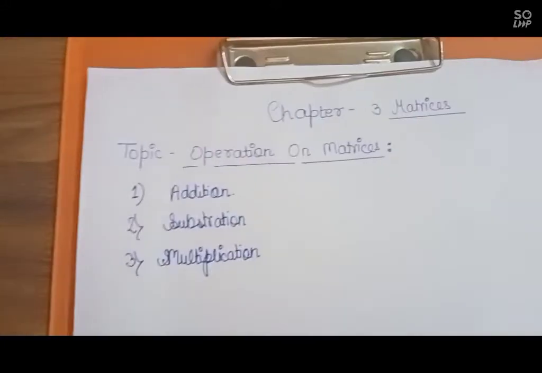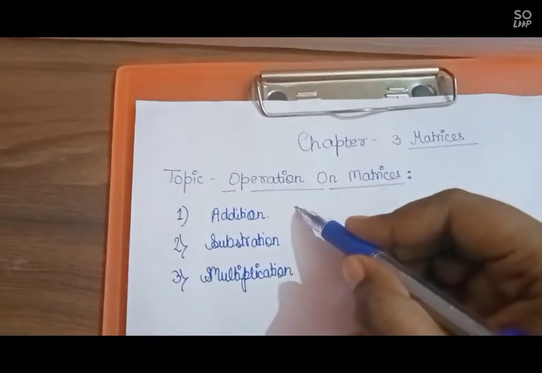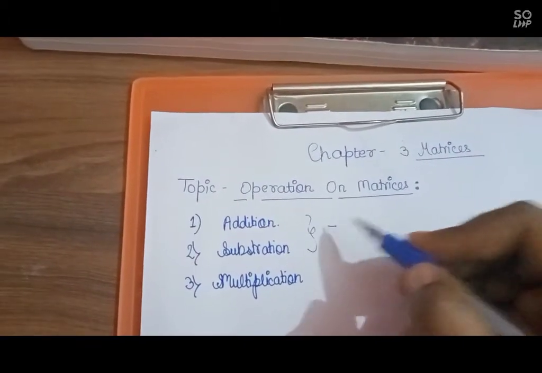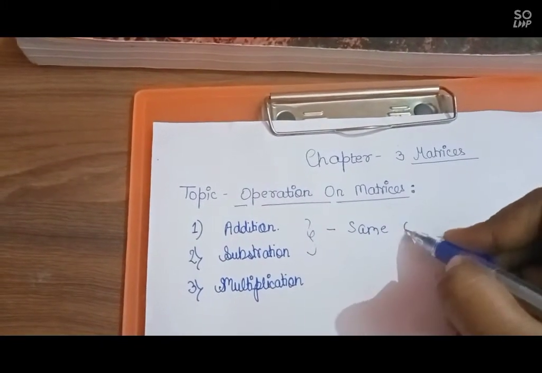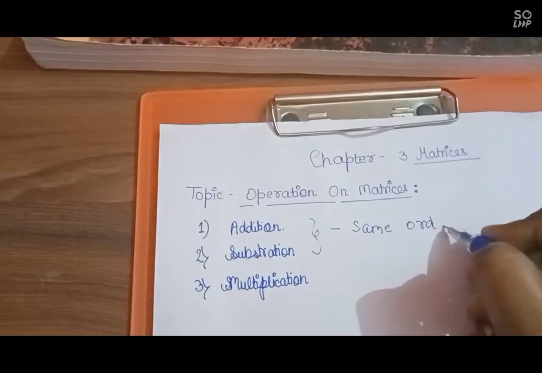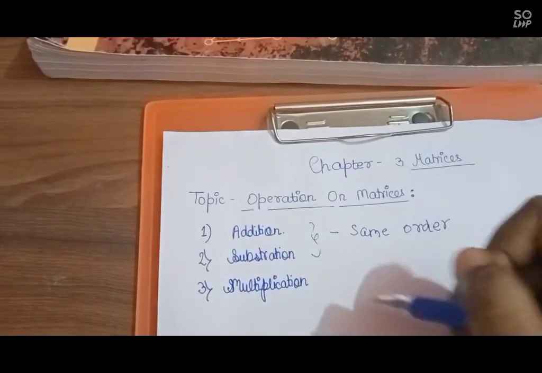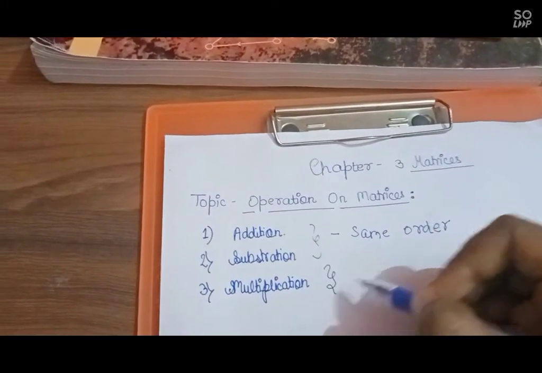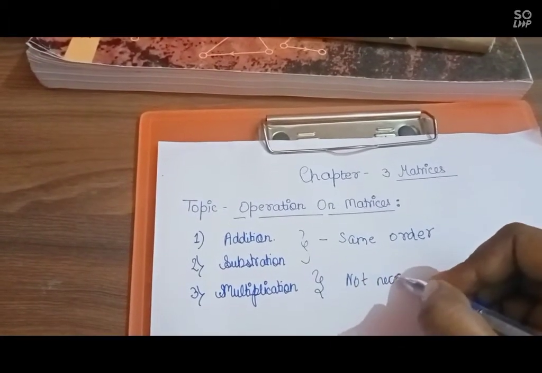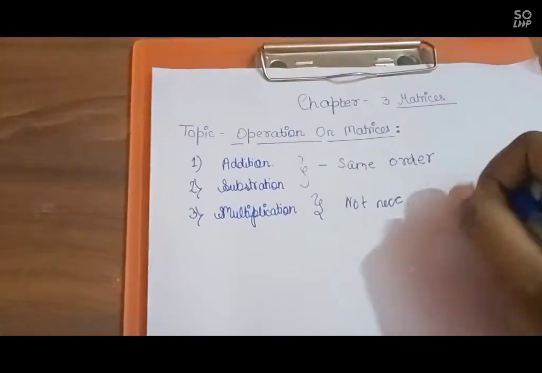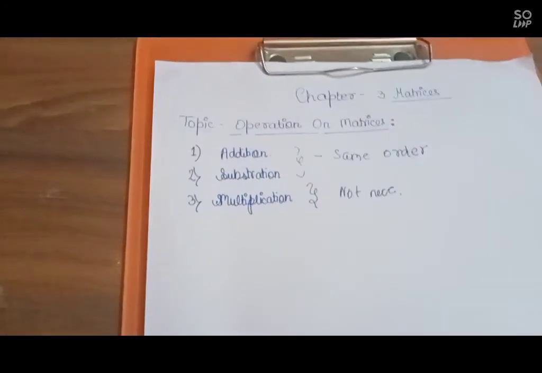So here, addition and subtraction can only be done with matrices of the same order. सेम ऑर्डर होना चाहिए मैट्रिसेस का, तभी उनके बीच एडिशन और सब्ट्रैक्शन हो सकता है. मल्टीप्लिकेशन के लिए नॉट नेसेसरी, हो भी सकता है एंड नहीं भी हो सकता है. So let's first discuss what is addition.